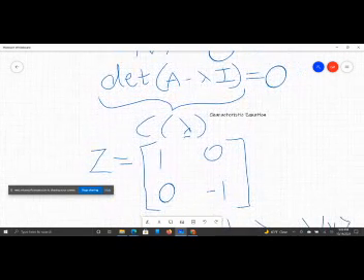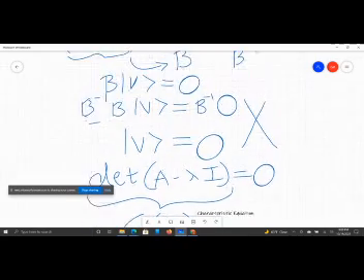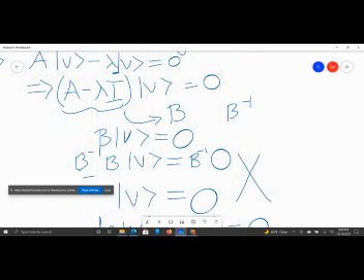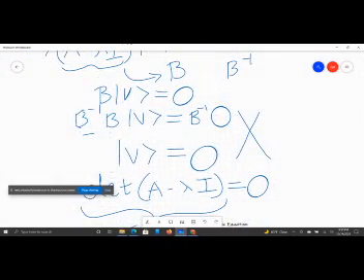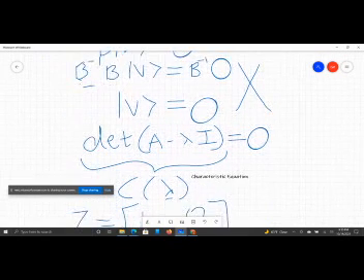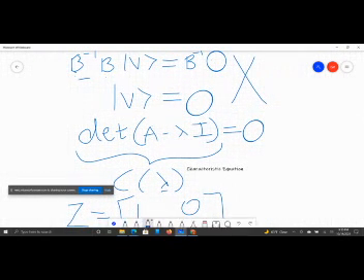We're going to try to avoid that. So the way we avoid that is this condition called the characteristic equation, in which we decide that the determinant of this matrix, what I call B over here, A minus lambda I, has got to be 0.